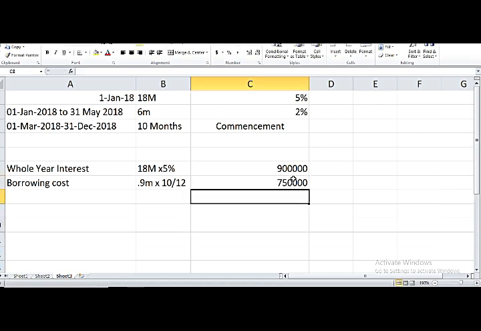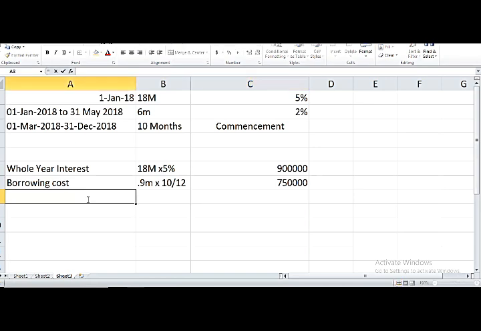Preliminarily, this amount should be capitalized into the asset. Of the 900,000, 750,000 should be capitalized, and 150,000 will be taken as finance cost into the income statement, because that is the interest you are paying, and it should be accounted for as an expense, right?